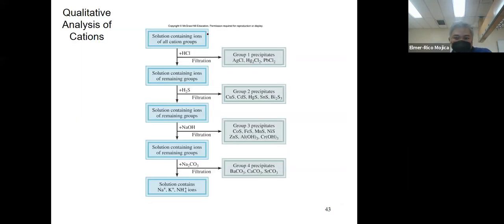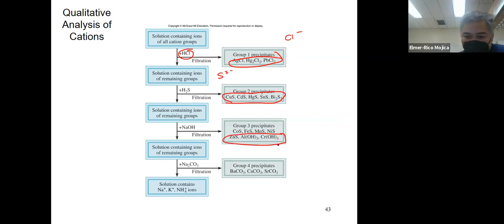And the way you do that is this one. All cations, when you add HCl, or Cl minus, this is the one that precipitates. If you add S2 minus in acidic solution, this is the one that will come out. In basic, this is the one that comes out. And if you have the carbonate, this is the one that will come out. And the ones that remain, still not precipitating, are the soluble ions.